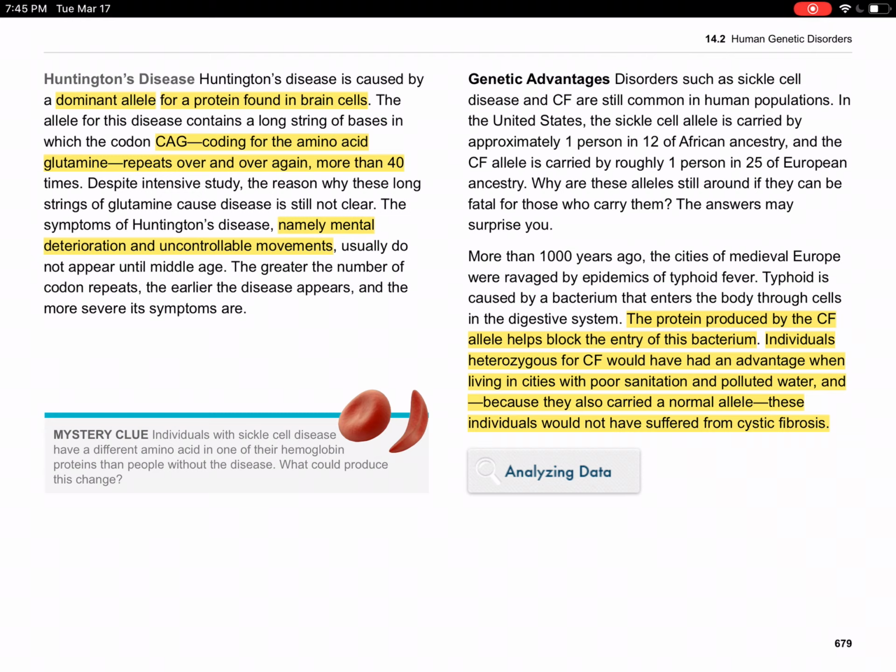Genetic advantages. The cystic fibrosis, or CF allele, helps protect against typhoid fever. More than 1,000 years ago, the cities of medieval Europe were ravaged by epidemics of typhoid fever. Typhoid is caused by a bacterium that enters the body through cells in the digestive system. The protein produced by the CF allele helps block the entry of this bacterium. Individuals that are heterozygous for cystic fibrosis would have had an advantage when living in cities with poor sanitation and polluted water. And because they also carried a normal allele, these individuals did not suffer from cystic fibrosis.